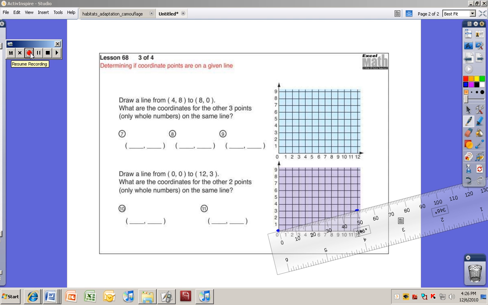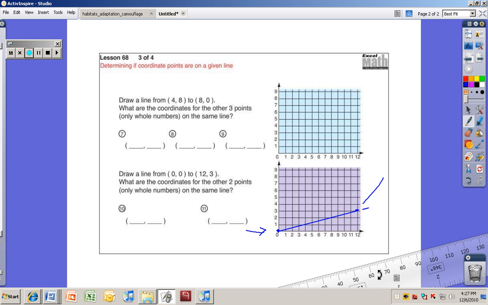Okay, I've got this ready. And what I did was I put a point at 0, 0. Here's 0, 0 right here. And then 12, 3, which means you have to go over to 12 and then up 3. So there's 12, 3 right there. And then you put your ruler down so it's perfectly lined up with those 2 dots. And then draw a line that connects the dots.